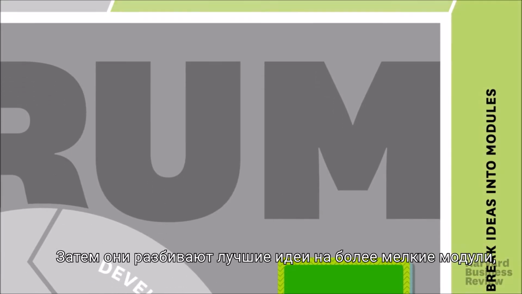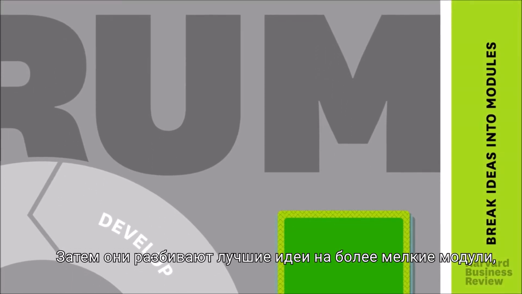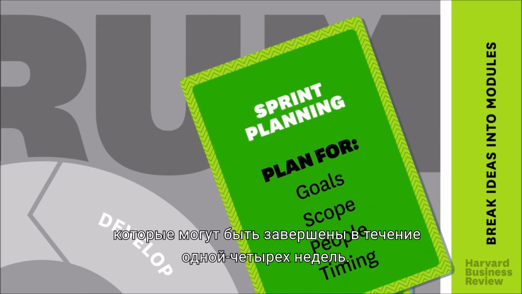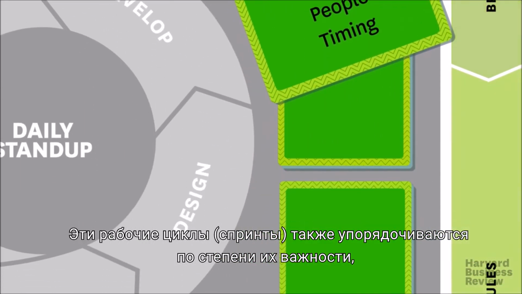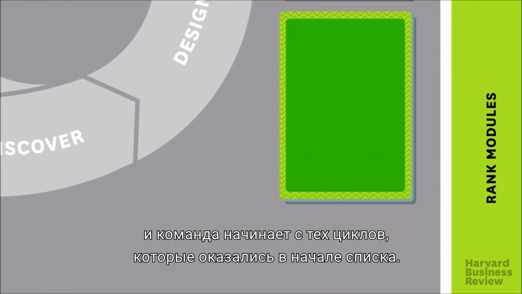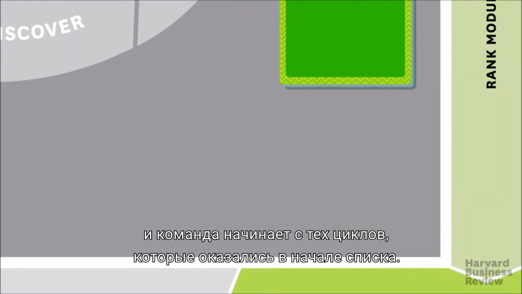Next, they break that highest ranked idea into smaller modules that can be completed within 1 to 4 weeks' time. These work cycles, called sprints, get rank ordered in the same way, and the ones that end up on top are where the team begins.